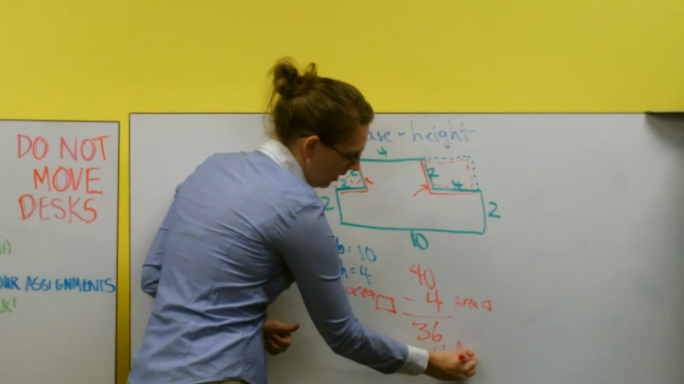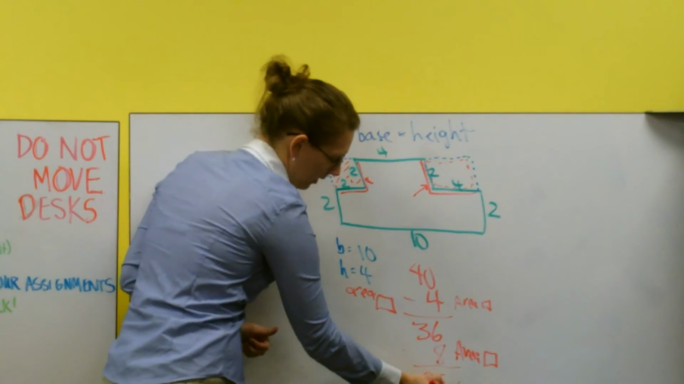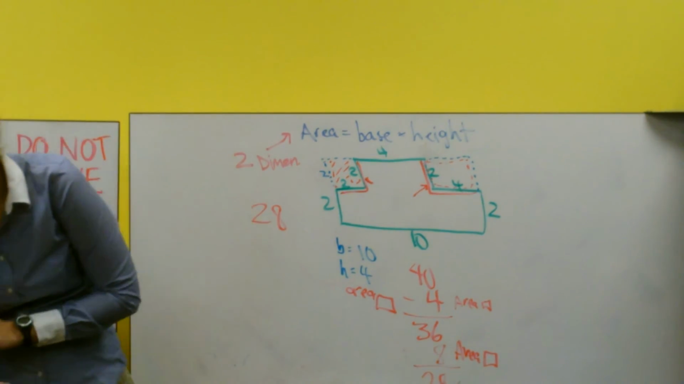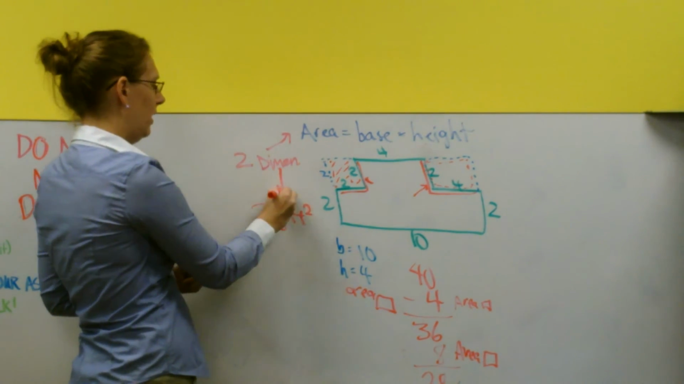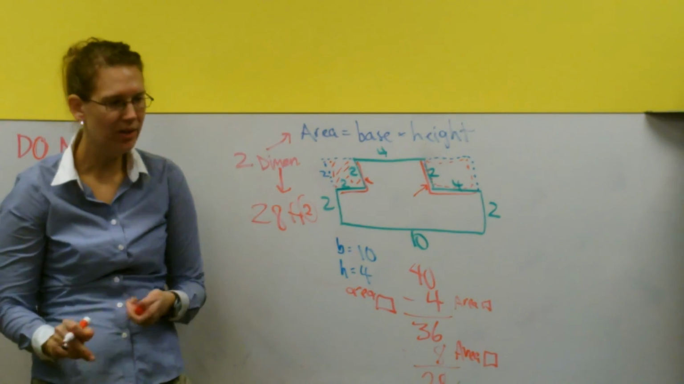She said 28. Okay, so 28, what? Dimensions are in feet. Feet squared, good. 2 dimensions, that's why it gets the squared. Okay, any questions on that?